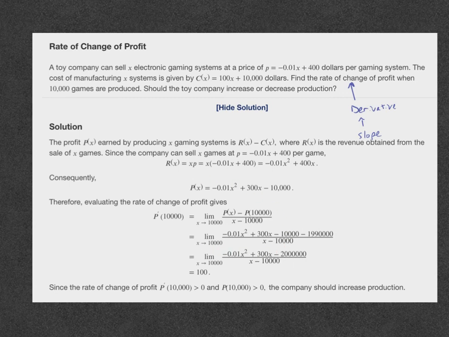So after we get through all the calculus, we find that the rate of change is 100. What the heck does all that mean? And here's the big important part. Because the rate of change of the profit of producing 10,000 gaming systems is positive, and P of 10,000 is positive, greater than 0 means positive number, what that tells the company is increase production, right? Your profit is positive and it's increasing. So increase production and you will make more profit.